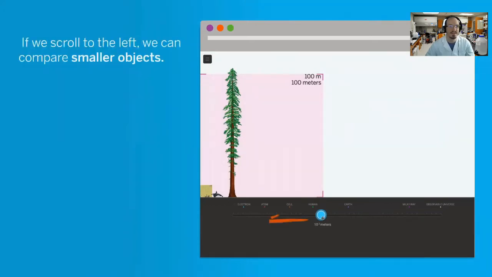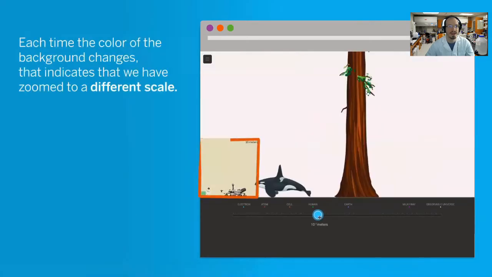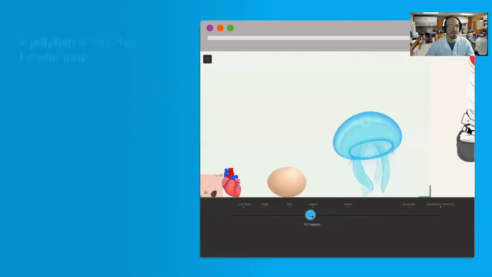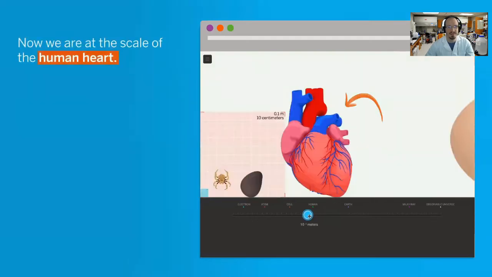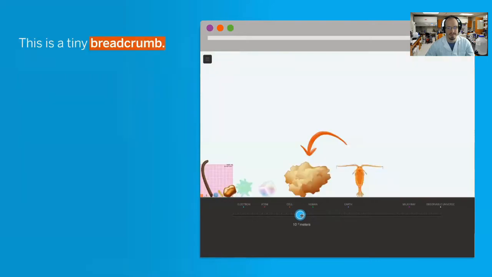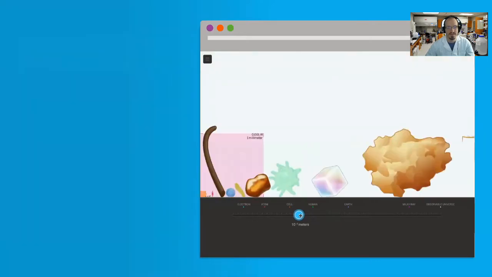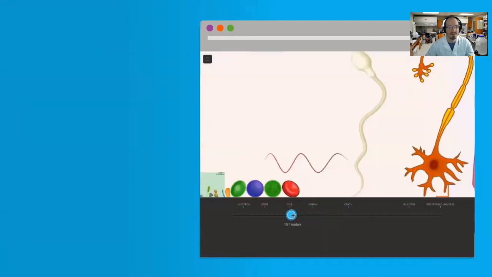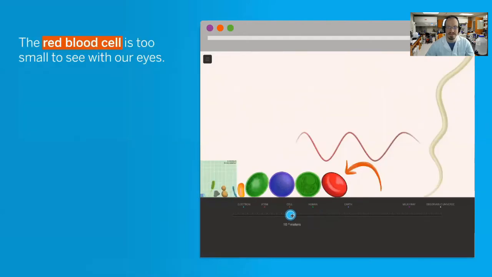If we scroll to the left, we can compare smaller objects. Each time the color of the background changes, it indicates we have zoomed to a different scale. Jellyfish is less than 1 meter long. Now we are at the scale of the human heart. This is a tiny breadcrumb. And this is the width of a human hair. The red blood cell is too small to see with our eyes.